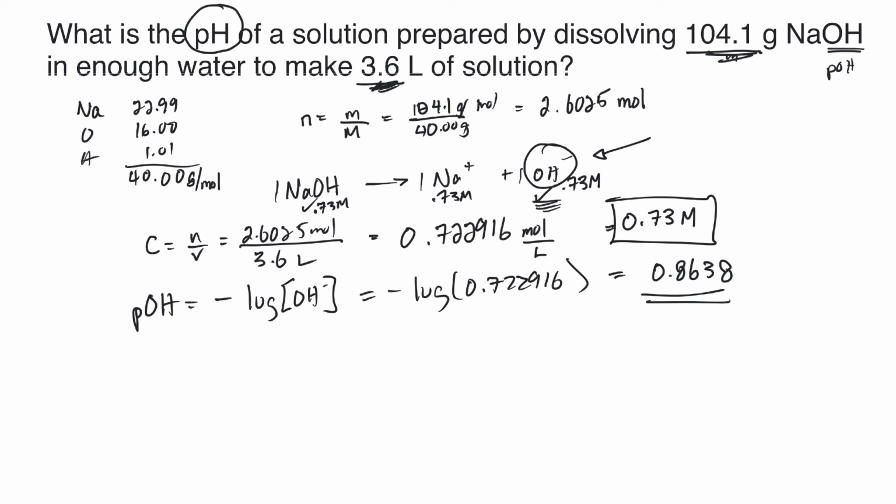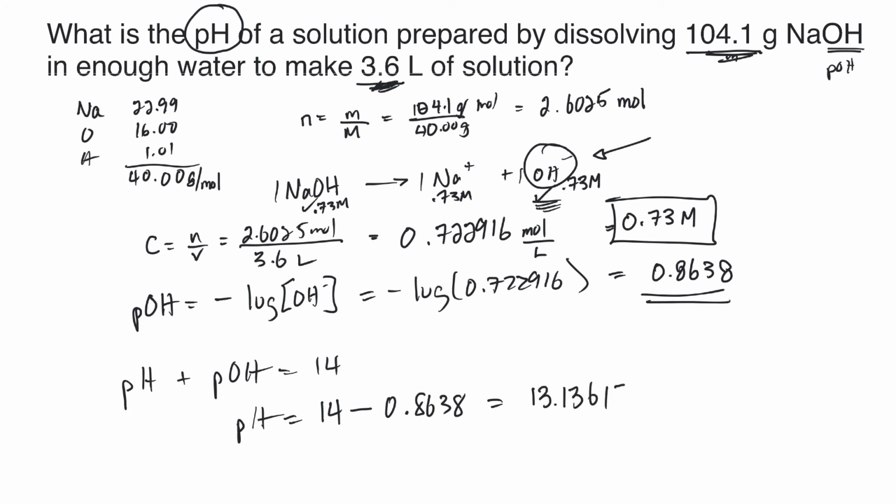Now to figure out the pH, I'll use this formula. pH plus the pOH gives you 14. So the pH is going to be 14 take away whatever I just got, 0.8638. Okay, so I'll go 14 take away that last answer. So I'm getting 13.13617157.